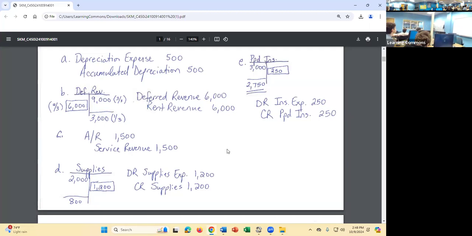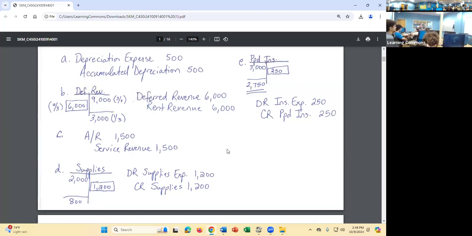So how many months have expired? One month. So half of our journal entry is right here already. Because again, this is a balance. Our adjusting journal entry gets us there. Okay. So we are crediting prepaid insurance for $250. And where do we need to put the debit?